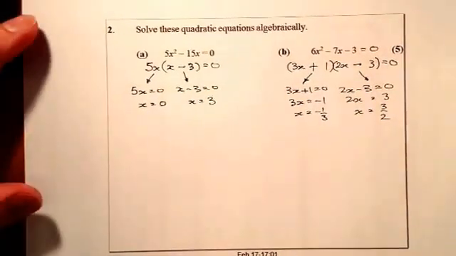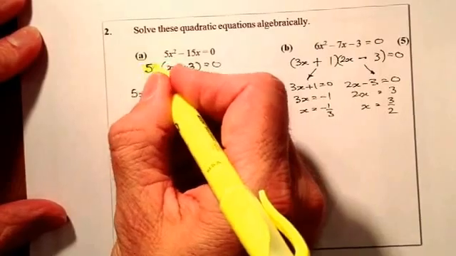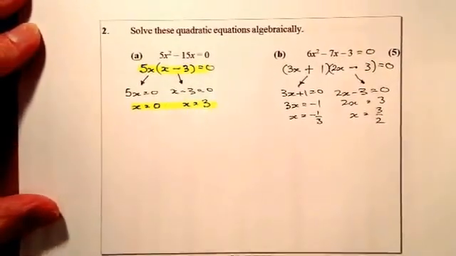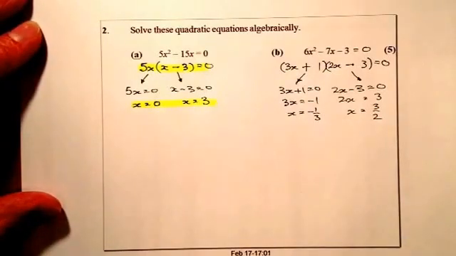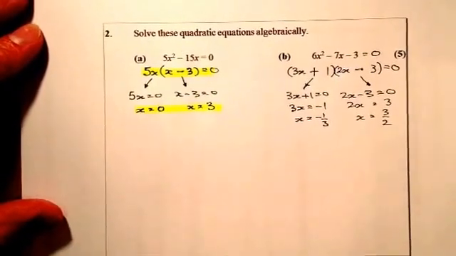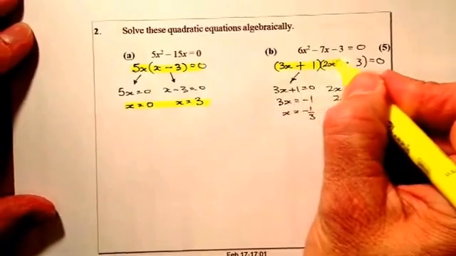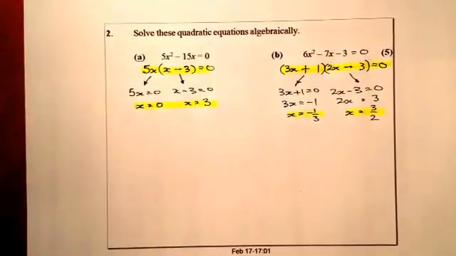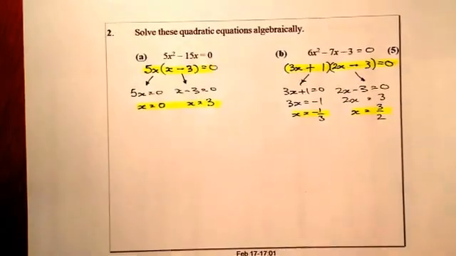Right, let's see the marks we'll get for this. So first one, we'll get a mark for taking out the common factor, another mark for getting our solutions there. I'll go for 1 mark for factorising this one out, 1 mark for each of these. Okay, so that's out of 5 marks.